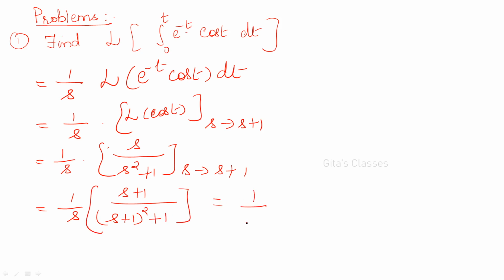That is equal to 1 by s into s plus 1 by s squared plus 2s plus 1 plus 1, that is 2. This is the answer: 1 by s into s plus 1 by s squared plus 2s plus 2. That is, without integration, you find the Laplace transform of the remaining integrand, that is the remaining function, and divide it by s. Okay. So let us do some more problems.